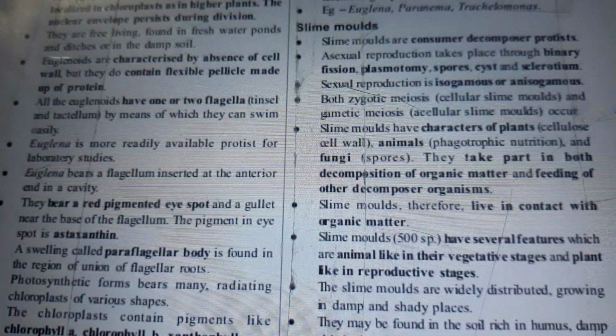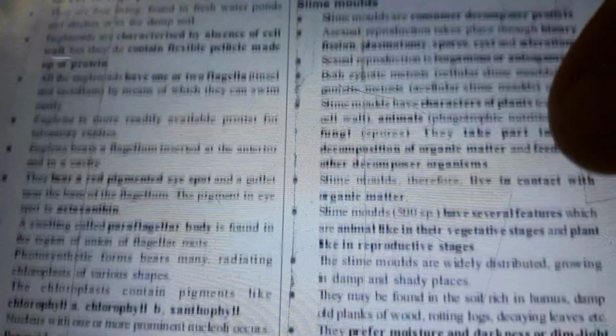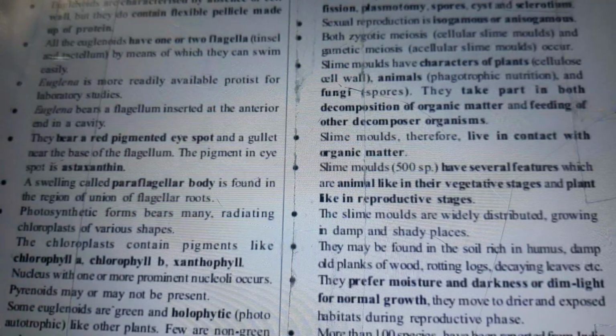Slime molds are consumers or decomposers of protists. Asexual reproduction takes place through binary fission, plasmotomy, spores, cysts, and sclerotium. Sexual reproduction is isogamous or anisogamous. Both zygotic meiosis, in cellular slime molds, and gametic meiosis, in acellular slime molds, occur. Slime molds have characters of plants, a cellulose cell wall; animals, phagotropic nutrition; and fungi, spores.